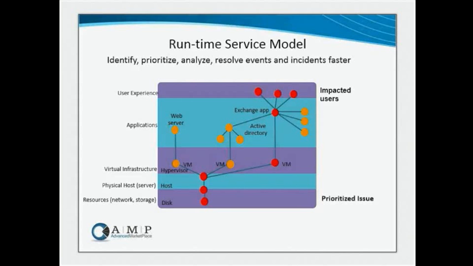So you can see with having the runtime service model, both the application model from UCMDB and the actual factual information of the state of both our users and our infrastructure, we are now given the ability to identify, prioritize, analyze, and resolve incidents a lot faster than we may have in the past without this information available to us.